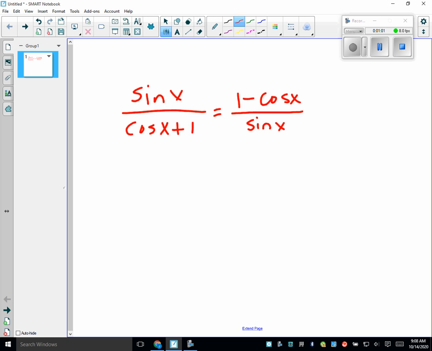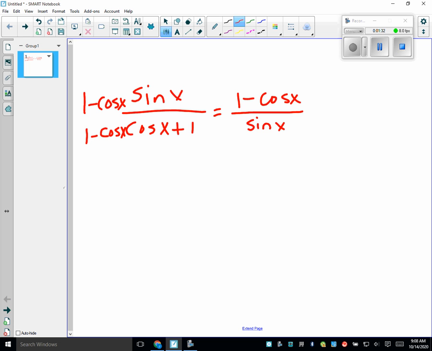I'm going to work with the left. And look what I need on top. I need 1 minus cosine x, which happens to be the conjugate of this. Isn't this 1 plus cosine x? That's what conjugate is. Exactly the same, but the middle sign is opposite. So I'm going to multiply top and bottom by 1 minus cosine x.